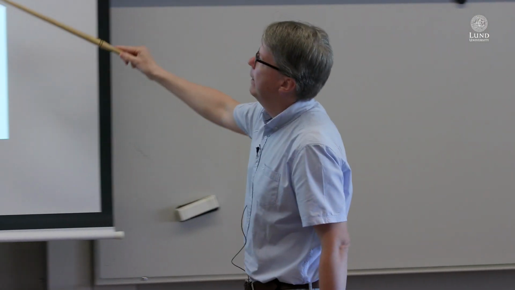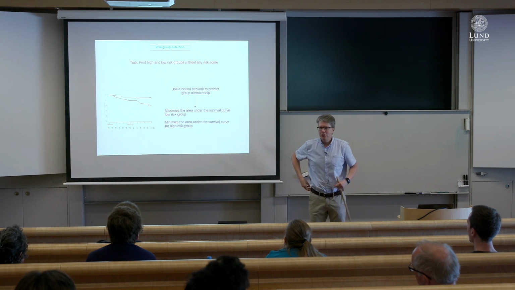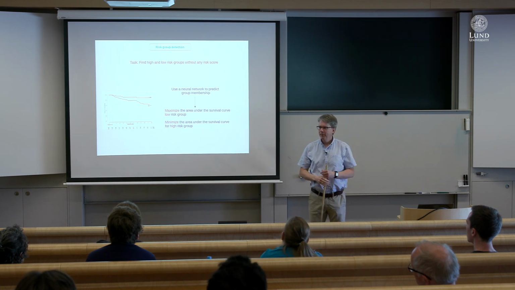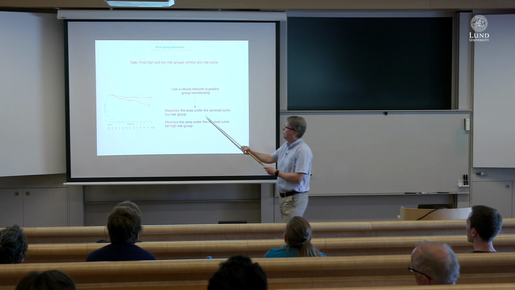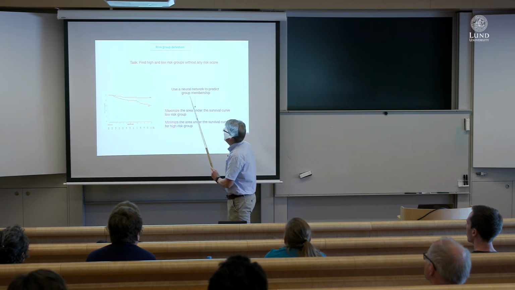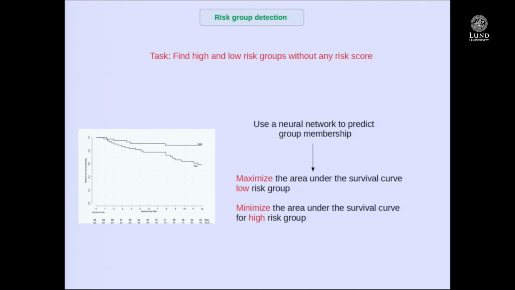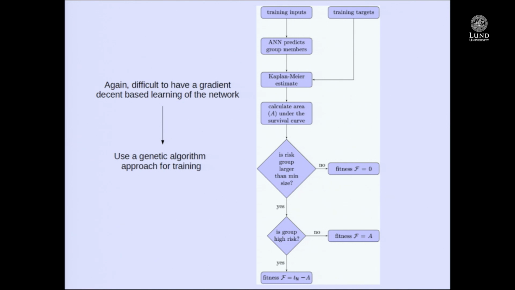Again, this kind of optimization is tricky to differentiate, because going from the area back to the neural network is tricky. So I cannot use a gradient descent based method. So again, we rely on training techniques based on genetic algorithms. So this is the flow chart we set up.